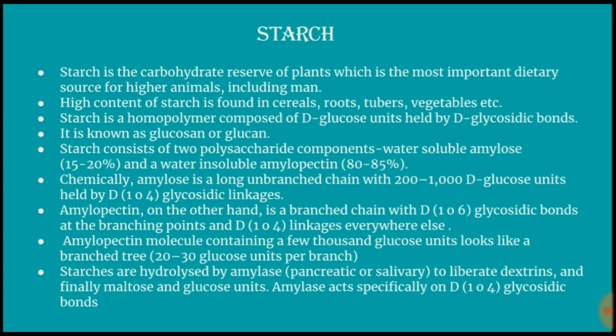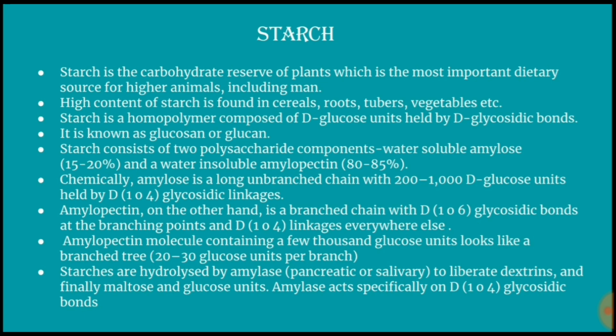Then amylose has a long unbranched chain with 200 to 1000 D-glucose units. Unbranched in the sense it is a straight chain of glucose units, held by 1 to 4 glycosidic linkage. So the first carbon of one molecule is linked with the fourth carbon of another monosaccharide. That is the glycosidic linkage in amylose.